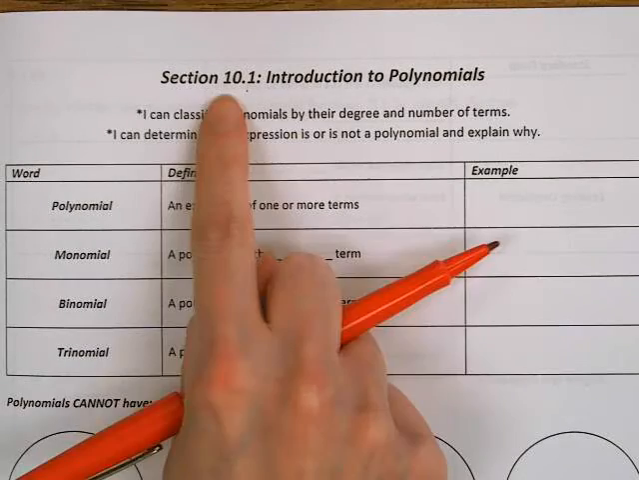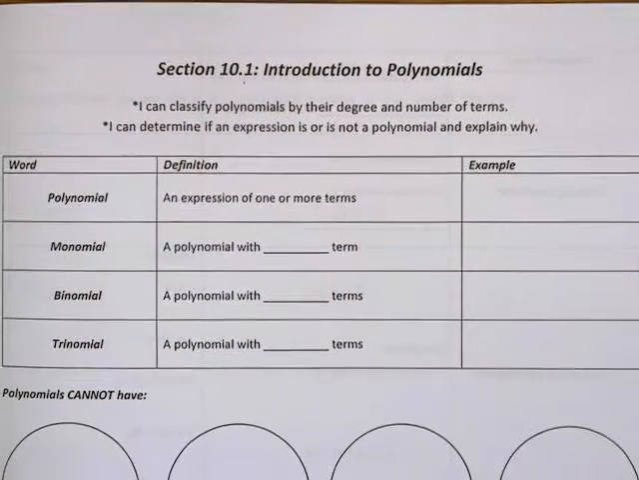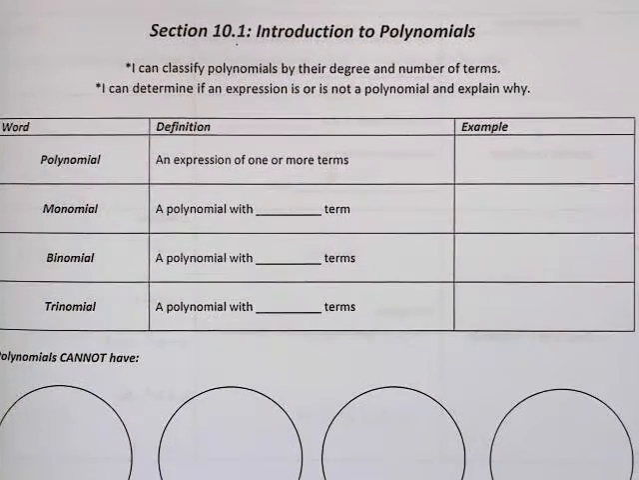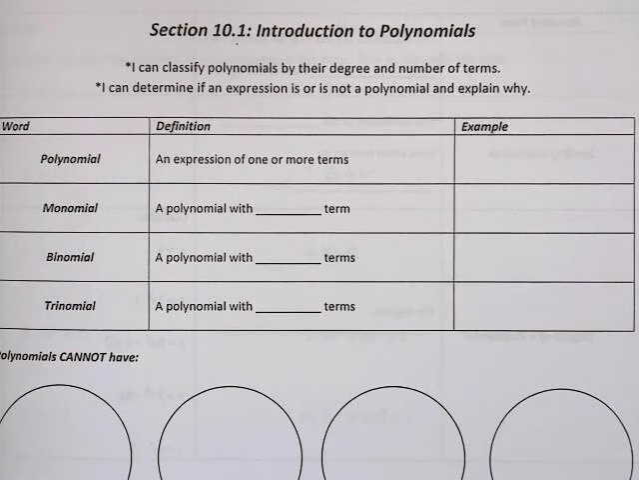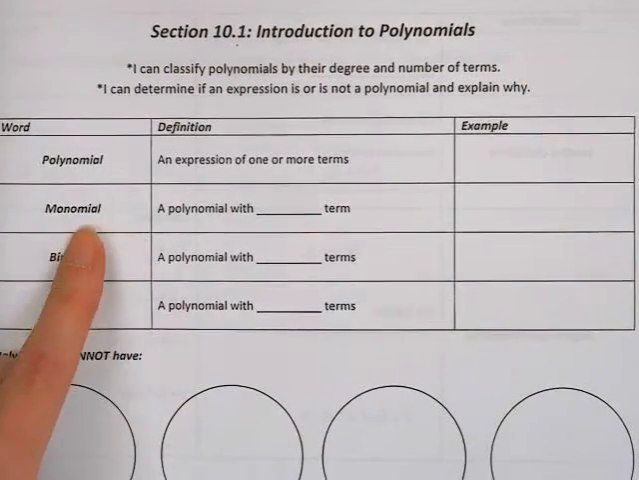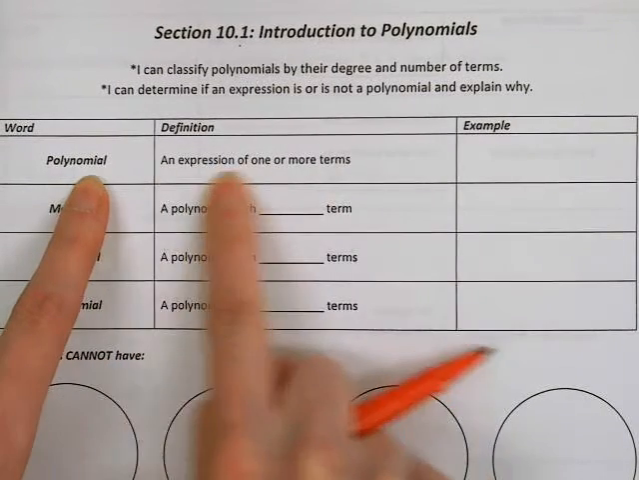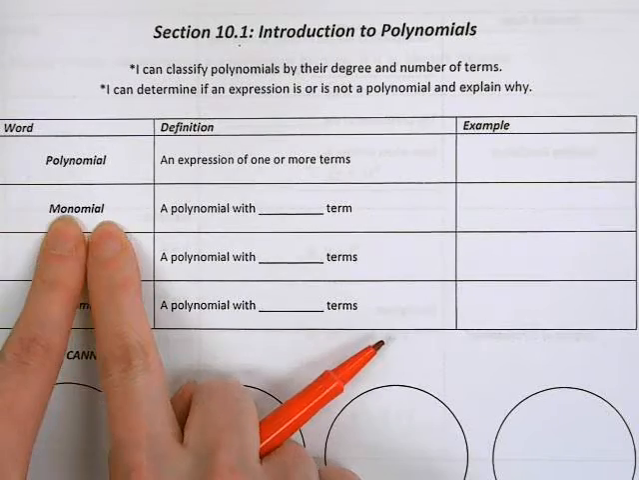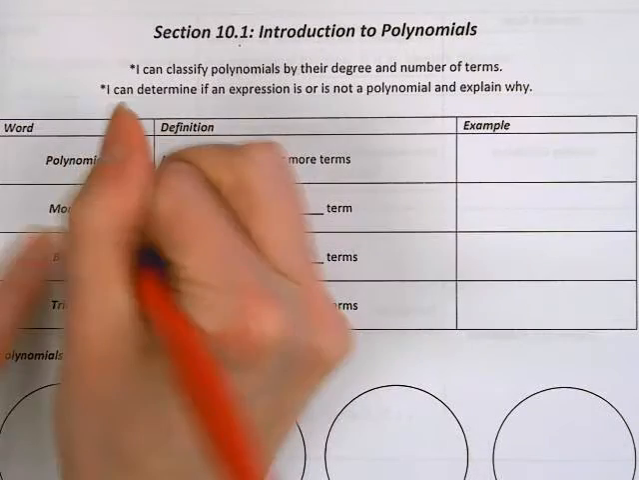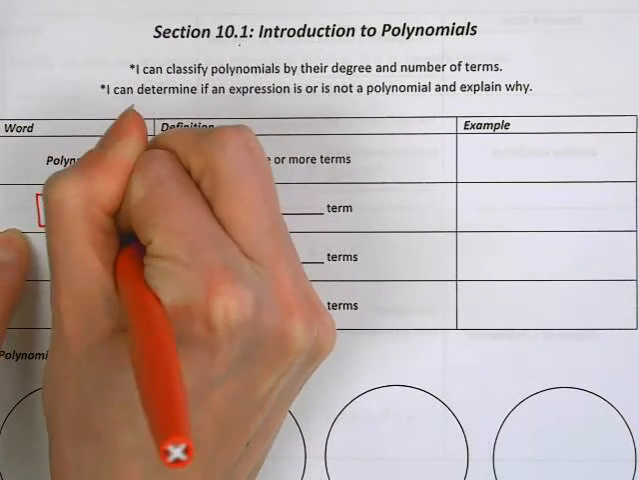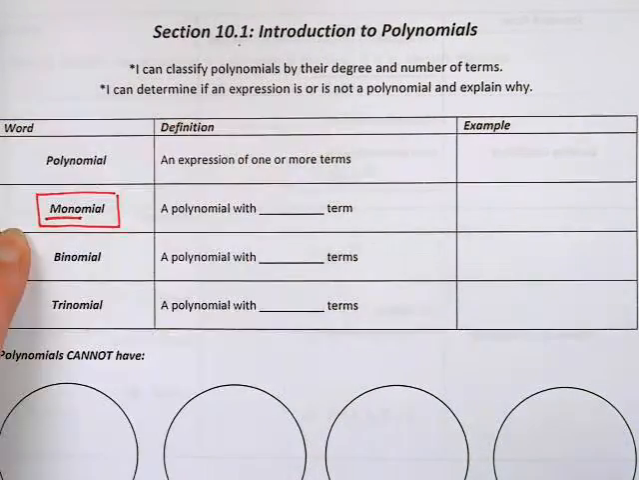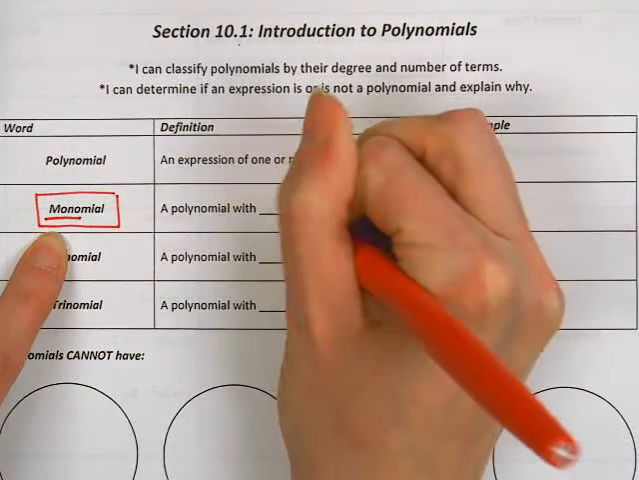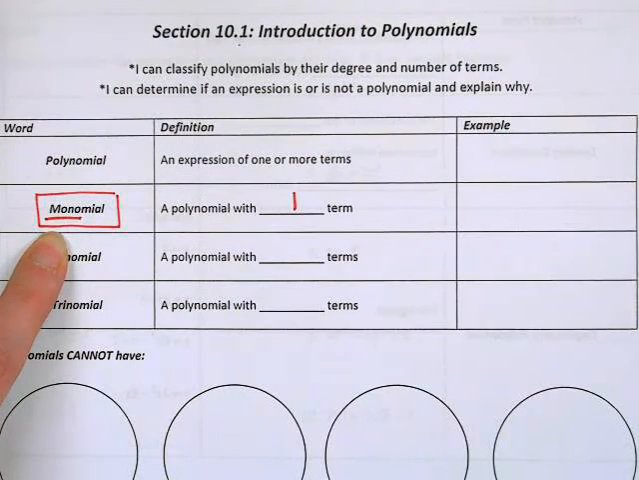All right, guys, so 10.1, we're still on Introduction to Polynomials. Now that you know what makes something a polynomial or not, we're going to go over a little more vocab about polynomials. So a polynomial, we learned, is just an expression of one or more terms. A monomial, so here's some new vocab. Monomial, if you know that mono means one, it's a polynomial with only one term.